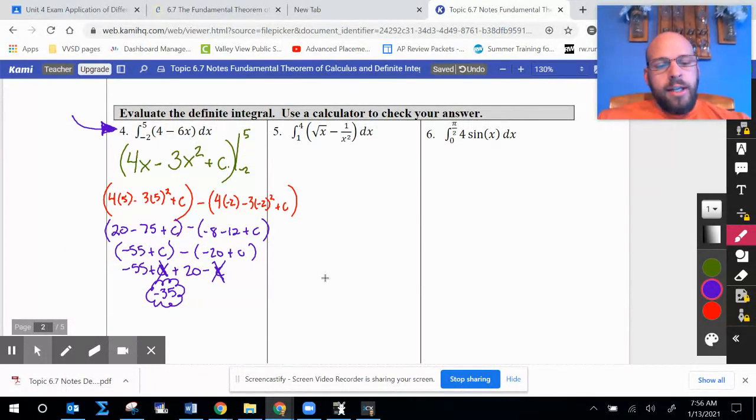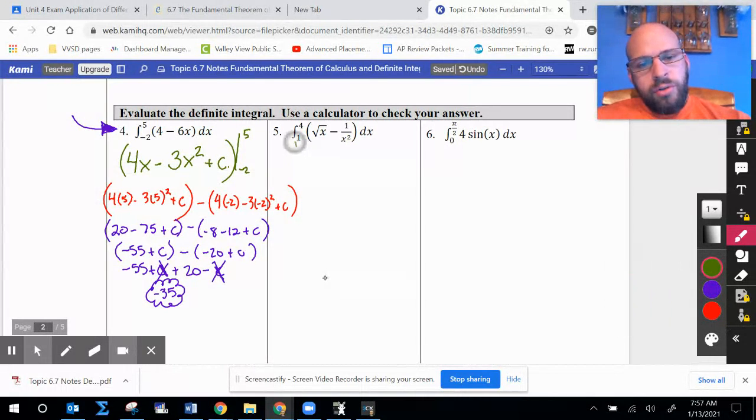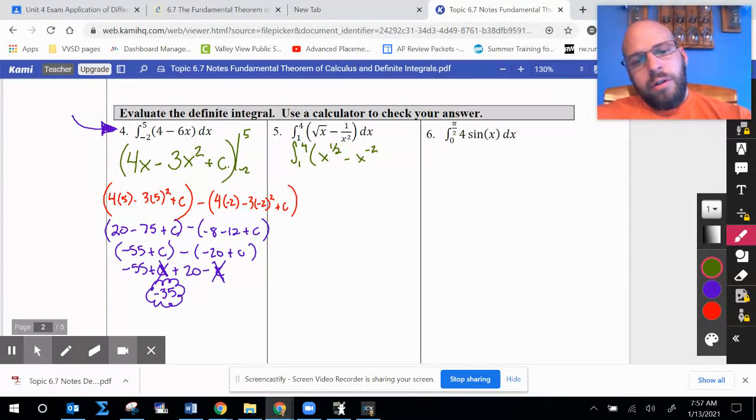But at the end of the day, I know the area under that curve. So if you were to do all the rectangles from -2 to 5, you get an area of negative 35. Okay? So let's do it again. I'm going to start by writing these as powers so you can see how I work here.